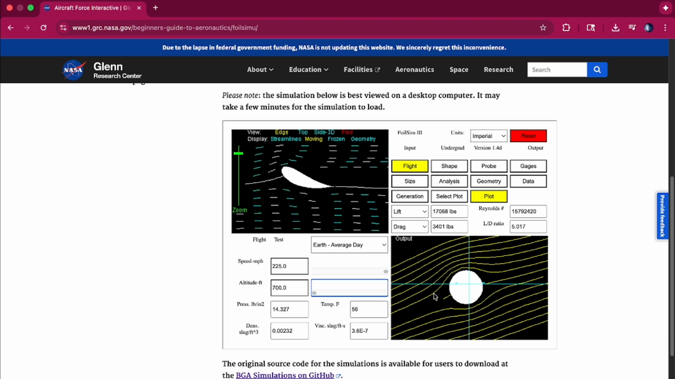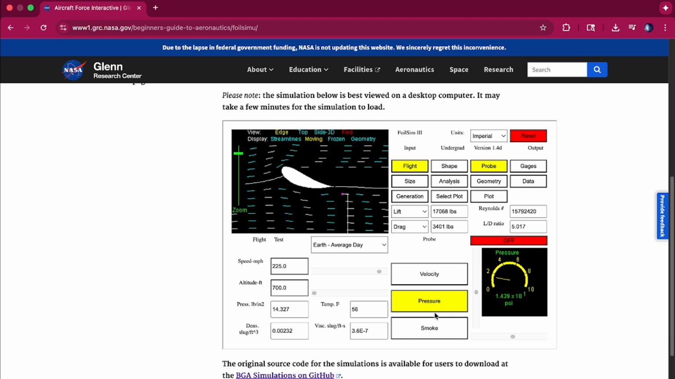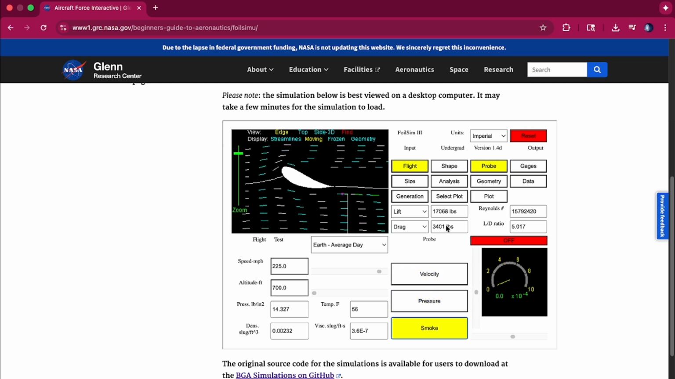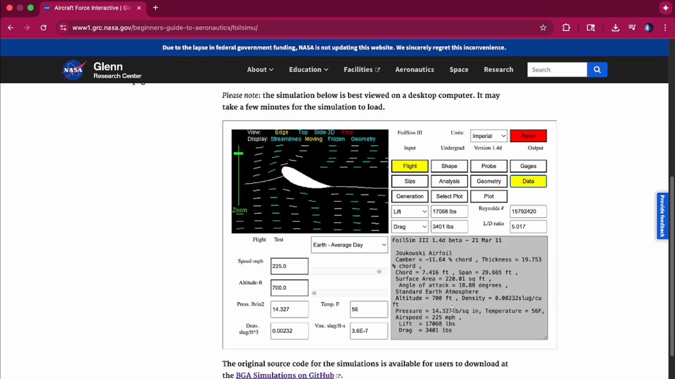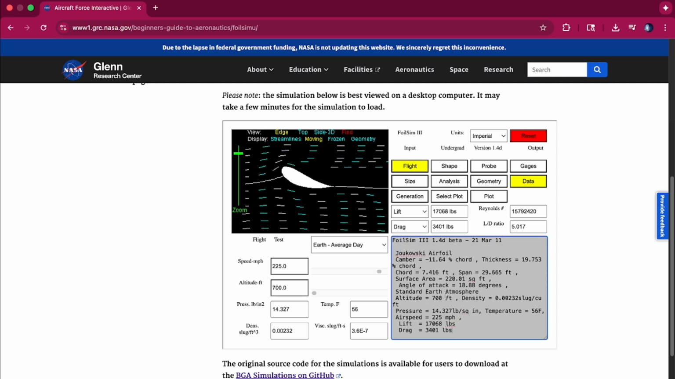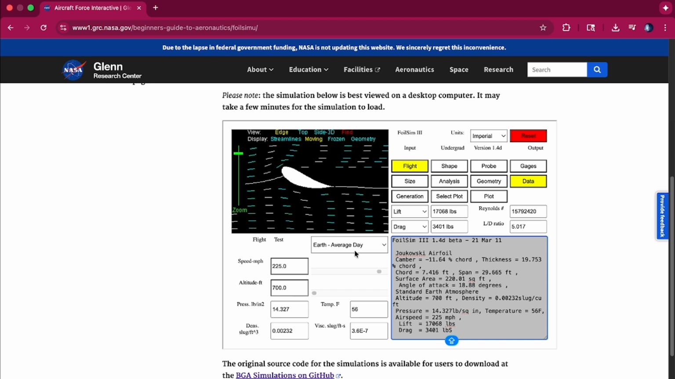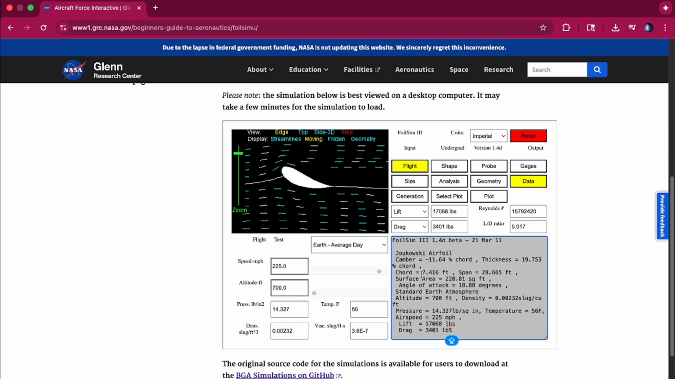Let's say the altitude is way up. Yeah, you can see here the gauge system too. You can see how much pressure, velocity, PSL is there. And yeah, data over here. There's some good data over here that you can see how what the plane is at right now. So that's really cool. Apparently we just tested some random parameters here. You can see here the camber is this, thickness is that, chord is that.